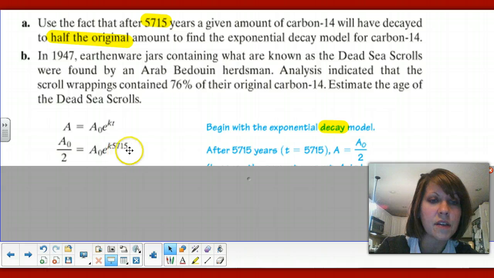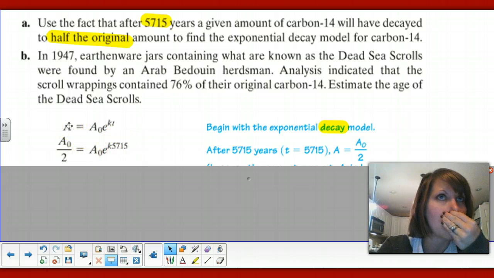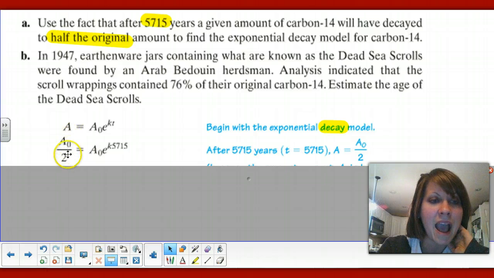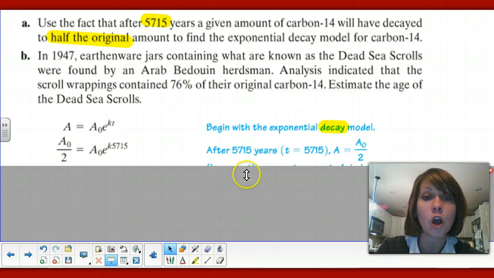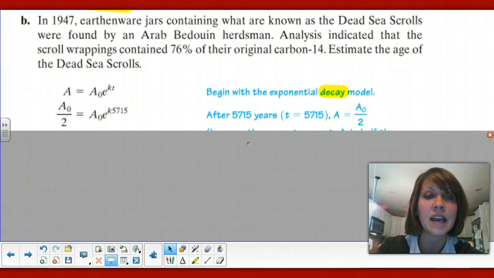In 5,715 years, the final amount is going to be half of the original. Doesn't that look weird? Not for long, my friends. Okay, we need to figure out the K so that we can get our exponential decay formula.